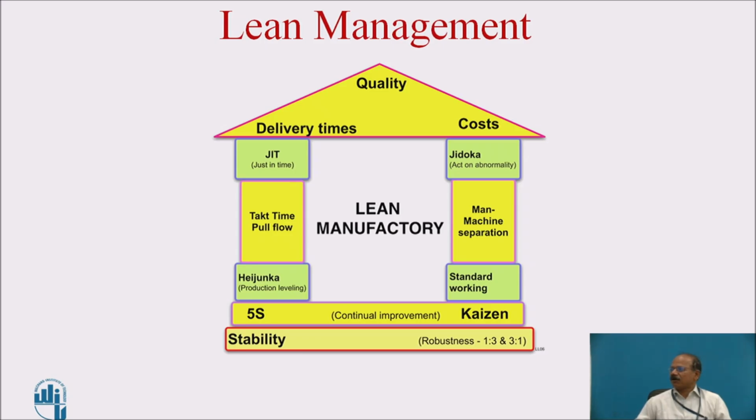The stability or robustness is expected to be within the range of 1:3 and 3:1 in terms of these 5S and Kaizen taken together. Let's go into the gist of what exactly lean management is about, and let us try and understand the definition.